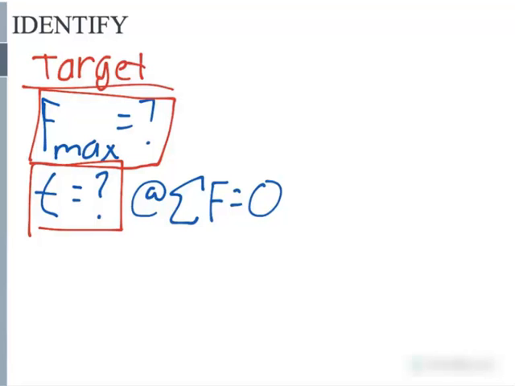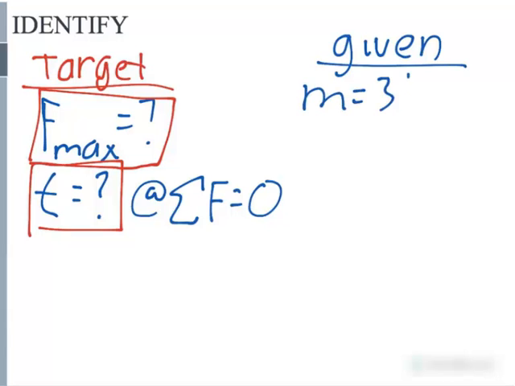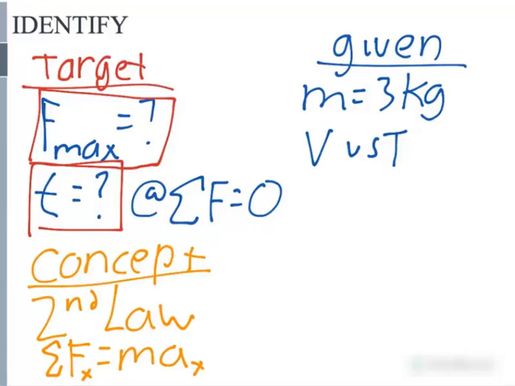Now for what was given, we had the mass equaled 3 kilograms and also a velocity versus time graph. Now when we start looking at the relevant information and the concepts that we can use to solve this problem, we're going to come up with Newton's second law. So that will be indicated here.